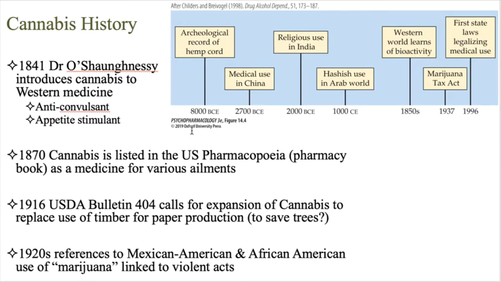So, a little bit of history. Cannabis has been around for a really long time. There is an archaeological record of cannabis existing in 8000 BCE, which is a super long time ago. It's been used for religious and medical use in China, India, and the Arab world for thousands of years. The Western world learns of its bioactivity in the 1850s, mostly through a guy named Dr. O'Shaughnessy. He basically introduced cannabis. He traveled the world and was exposed to the use of cannabis for medicine in the East, in China and India.